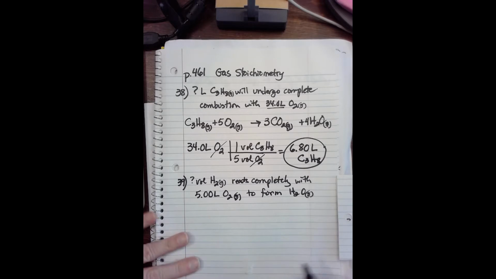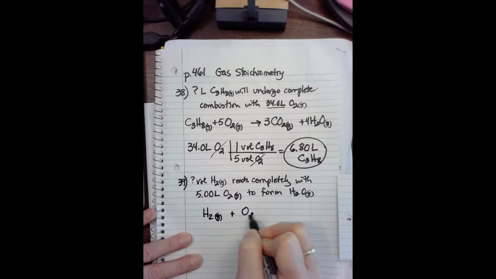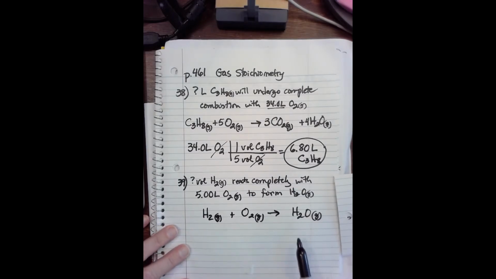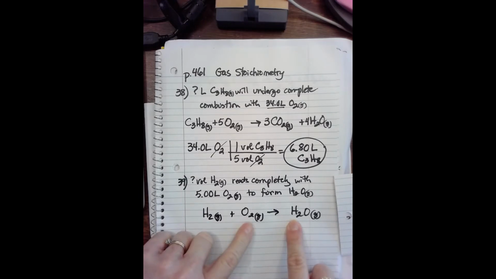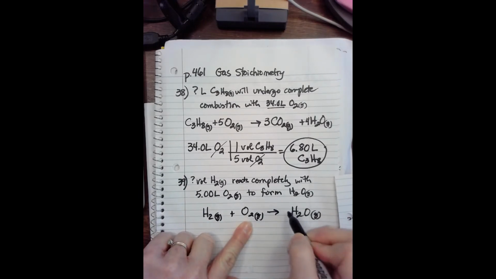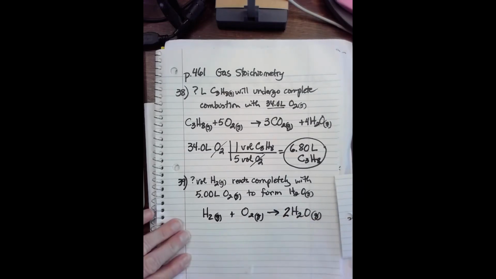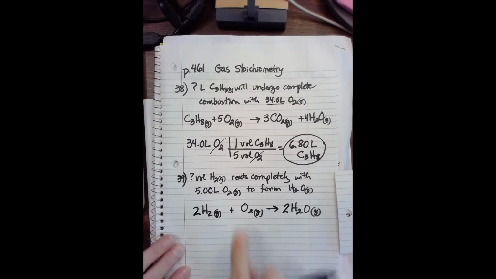So again, we need a balanced equation. So hydrogen gas reacting with oxygen gives us H2O, gaseous. And now we're going to balance this. So the hydrogens are okay, right? 2 and 2. But we have 2 oxygen on this side, so we have to have 2 oxygen here. So the only thing we can do is put a 2 there. Now we recount the hydrogen. 2 times 2 is 4. So I need 2 over here. So now we can quite easily ascertain that this is a 2 to 1 relationship.